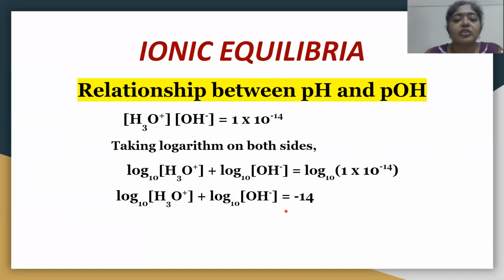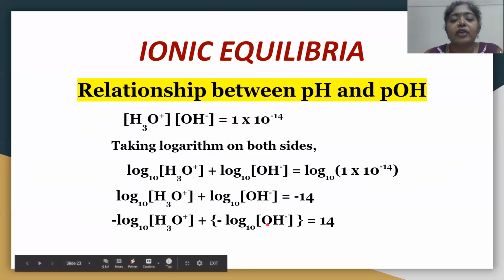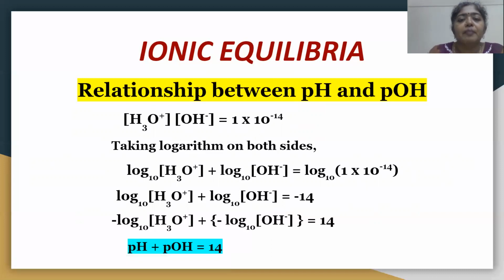So we'll multiply this equation throughout by the negative sign. So you have minus log hydronium ions to the base 10 plus, again, minus of log hydroxyl ions to the base 10 is equal to, now this becomes positive 14. But what is this term? Minus log hydronium ions is nothing but your pH. And similarly, this term in the curly brackets, that is minus of log OH minus to the base 10, is nothing but the pOH. So if I substitute the definition of pH and pOH here, I get the relationship pH plus pOH is equal to 14. So this is the relationship between pH and pOH.